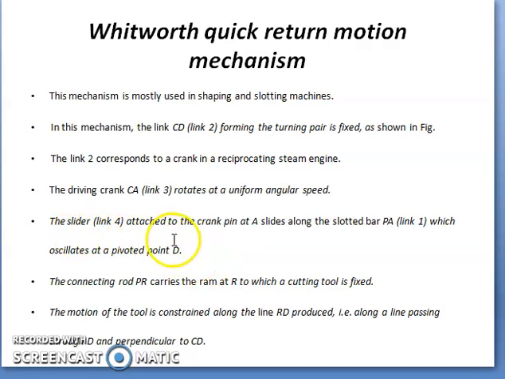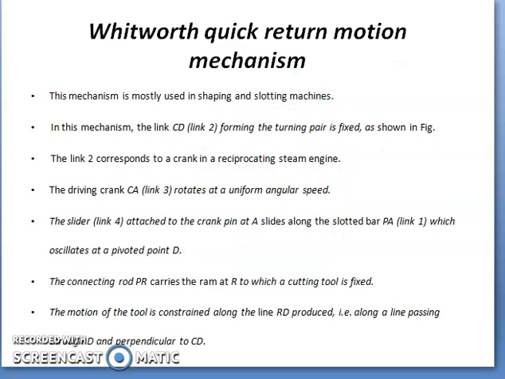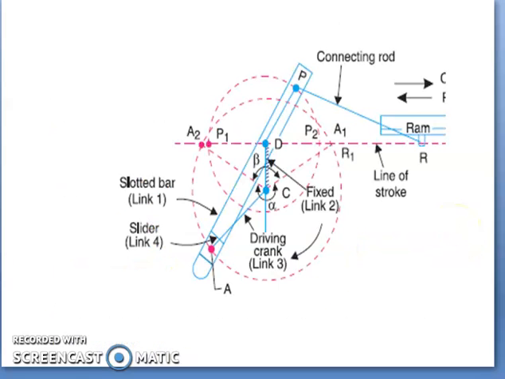So the slider, which is attached to the crank pin at A, slides along the slotted bar, that is PA, which is the link 1, which oscillates about a pivoted point D. So this is the slider which is attached at the point A. This causes the slider to slide along PA. At the same time, this entire link, which is 1, will oscillate about the point D.